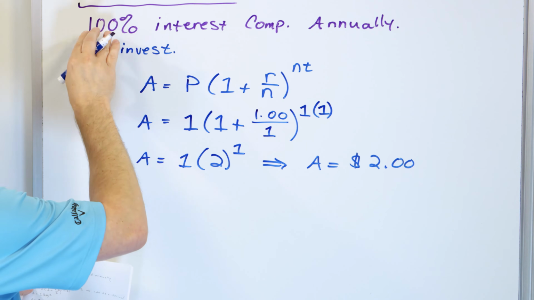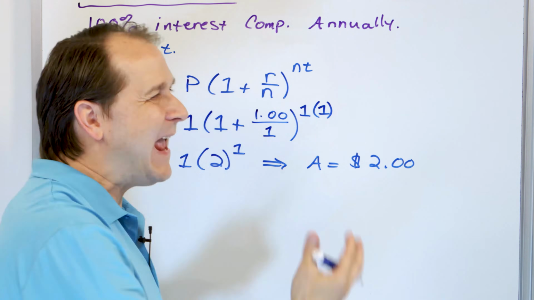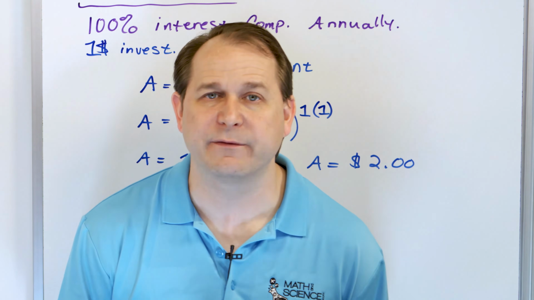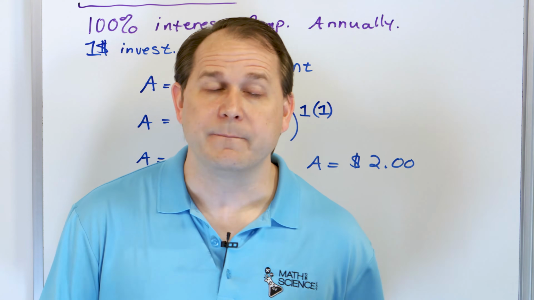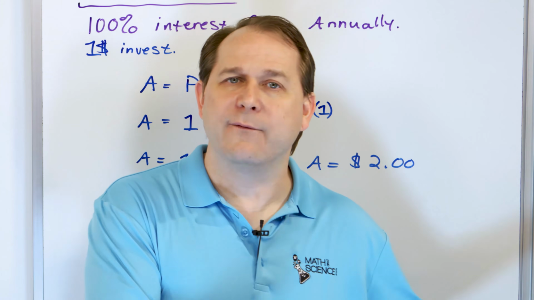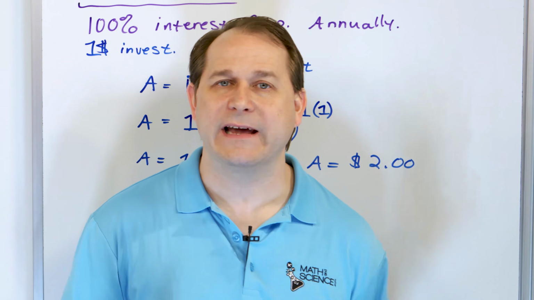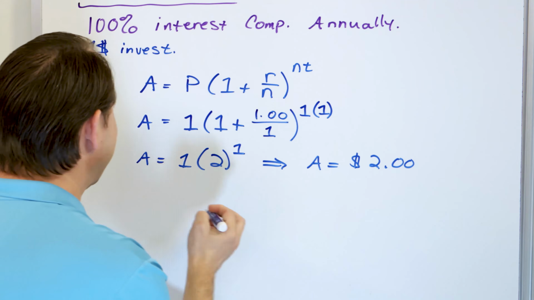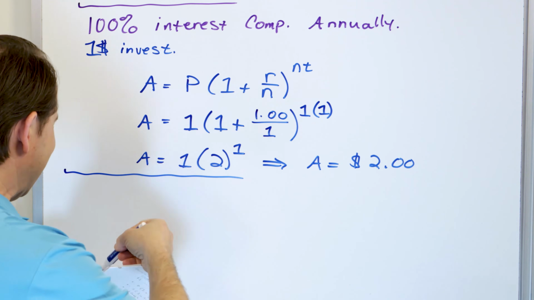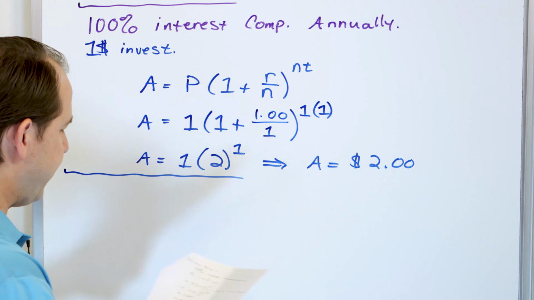If I'm giving 100% interest compounded annually, I only give you the free money once per year, I only do the calculation once per year, then you expect after 1 year, I should earn 100% of what I had. And so I add them together, I get $2. That's what I get. I don't want to circle that actually, that's just an intermediate answer.